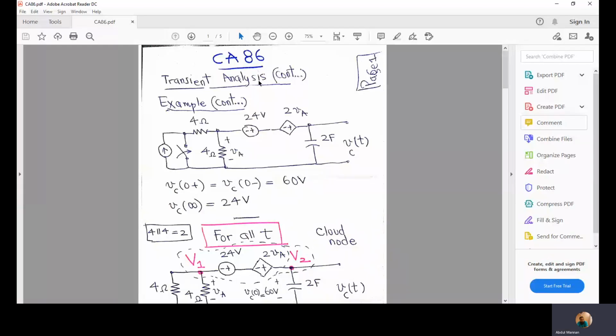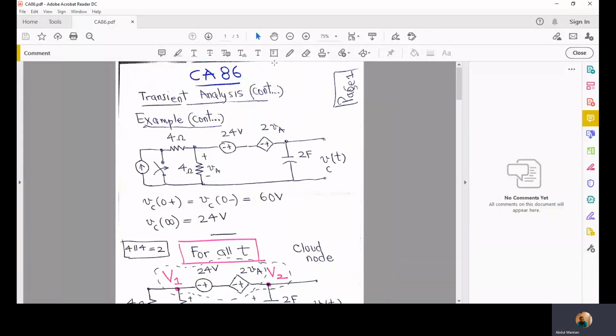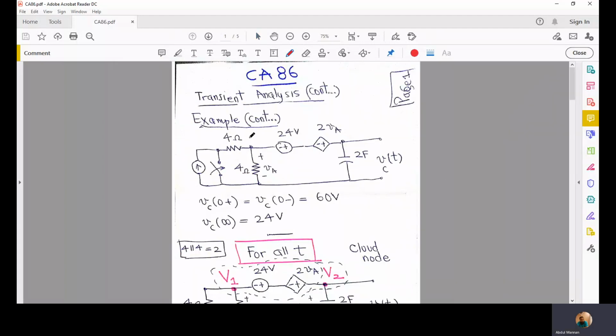Welcome to the 86th lecture. We are studying transient analysis, and in this lecture we will continue solving an example we started last time in CA85. This is the example where we have a 3 ampere current source, two resistors, and a capacitor. We have to find the voltage drop across the capacitor for all times.